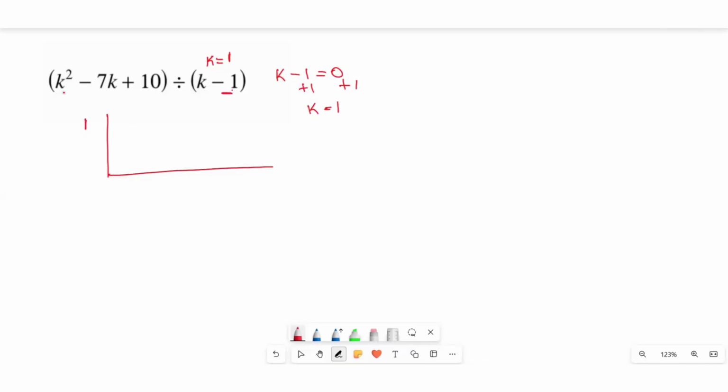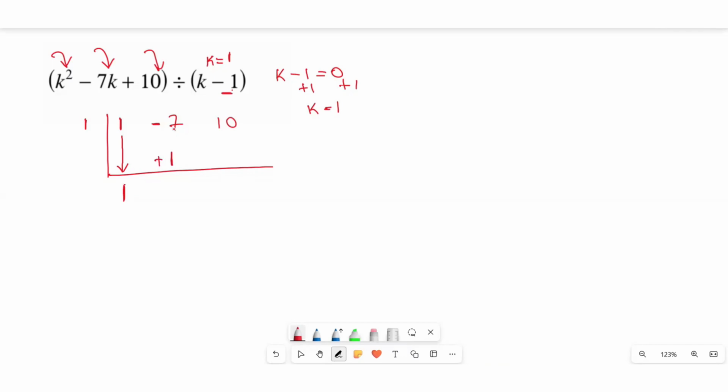We're going to be putting the coefficients, and we want to check the power of k. So we have k to the second, k to the first, and then no k. So this is in descending order, and it's good. So we're going to start off by putting the coefficients of these. So it's 1, then we have a -7, and then we have +10. Firstly, we're going to drop down this all the time. So that 1 will come here. And then we're going to say 1 times 1, and that's going to give us 1.